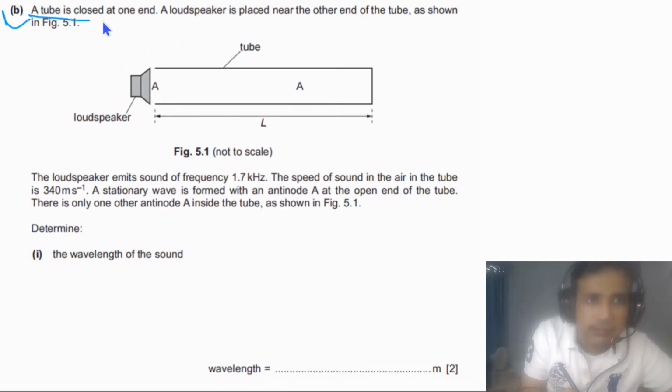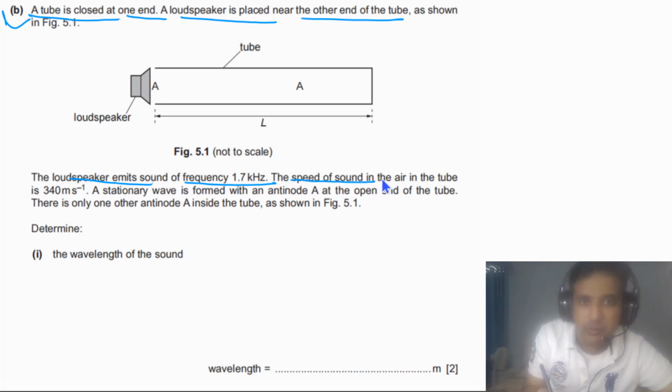Part B says a tube is closed at one end and a loudspeaker is placed near the other end of the tube as shown in figure 5.1. The loudspeaker emits sound of frequency 1.7 kHz. The speed of sound in the air in the tube is 340 meters per second. A stationary wave is formed with an antinode A at the open end of the tube. There is only one other antinode A inside the tube as shown in figure 5.1. So we have one antinode here and we have another antinode here.